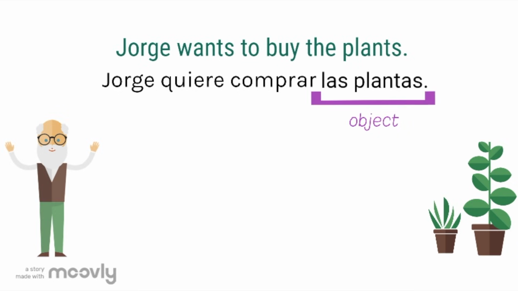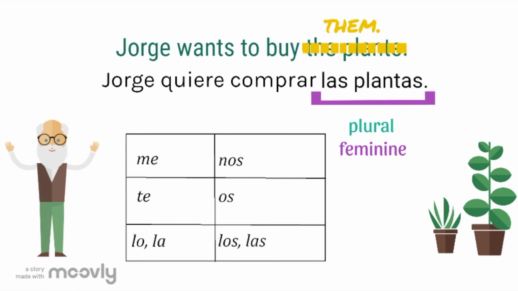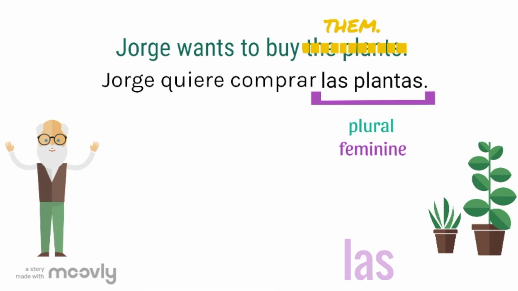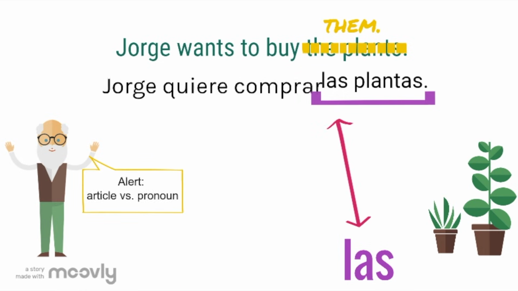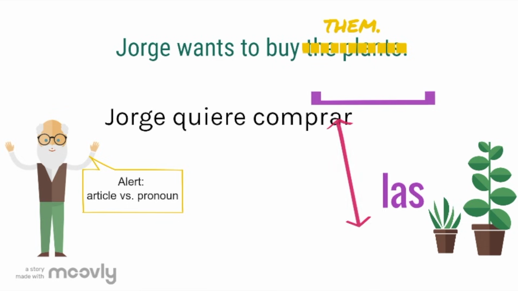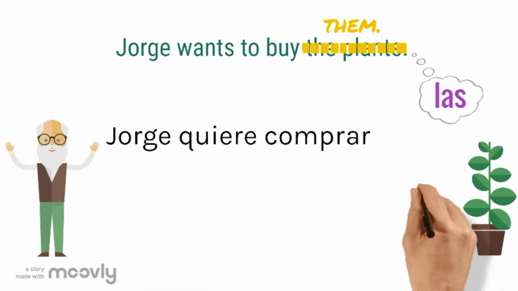Once we've identified our direct object, we can replace it with a pronoun if we want. This would be like making the English sentence, he wants to buy them. Las plantas is clearly plural and feminine, which means out of our potential pronouns, las fits best. Notice how when we use las this time, it's an object pronoun, not an article, like it was in the first version of this sentence. Okay, step 2, time to place the pronoun correctly.